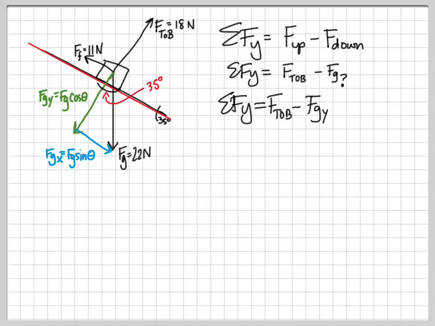So, sum of forces on our y equals the force of the table on the book minus the force of gravity on the y. What is the force of gravity on the y? Oh, well, it's the force of gravity times the cosine of that angle. Whoops, that shouldn't be there just yet.